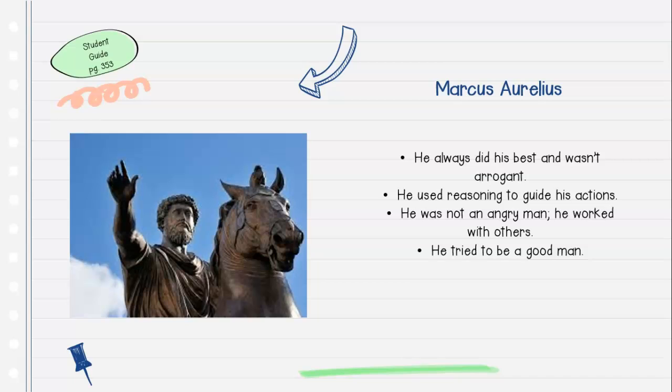So here was a good ruler, Marcus Aurelius. He always did his best, and he wasn't arrogant. He used reasoning to guide his actions. He was not an angry man. He worked with others, and he tried to be a good man. So there was that virtue, that moral compass with Marcus Aurelius.